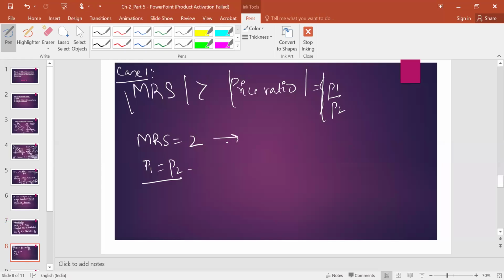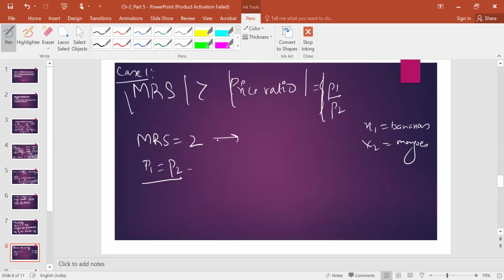So what does MRS of 2 signify? MRS of 2 signifies that the consumer is willing to substitute 2 mangoes for 1 banana to attain the same level of utility, because we are assuming that x1 is bananas. We have so far assumed x1 is bananas and x2 is mangoes, and it is the same example given in the textbook also.